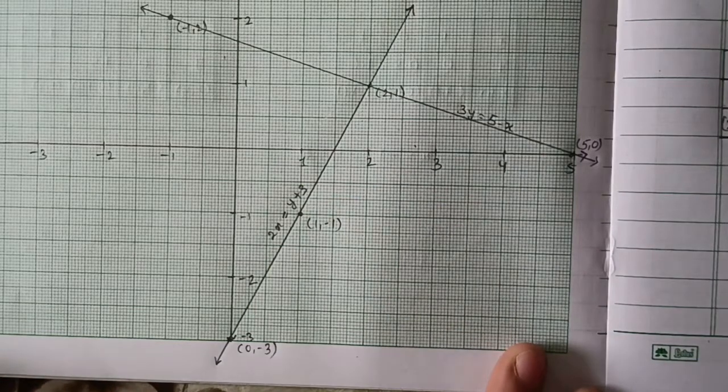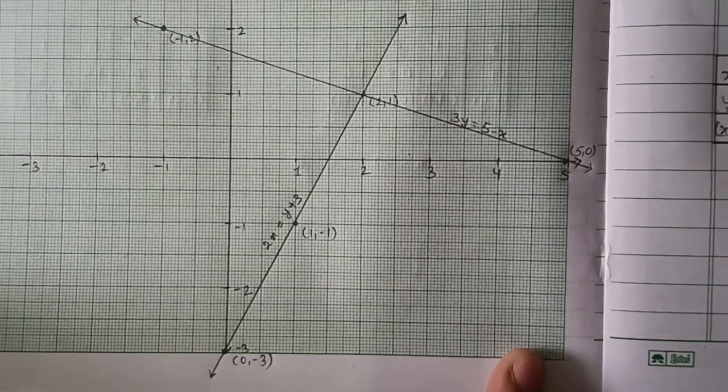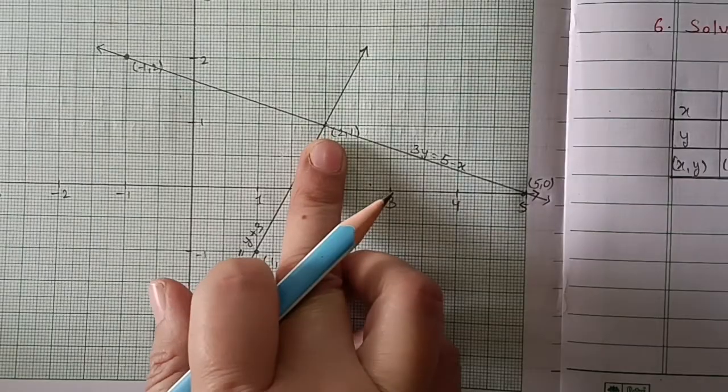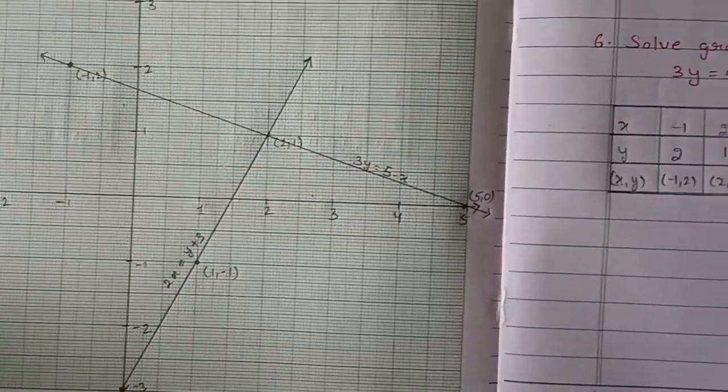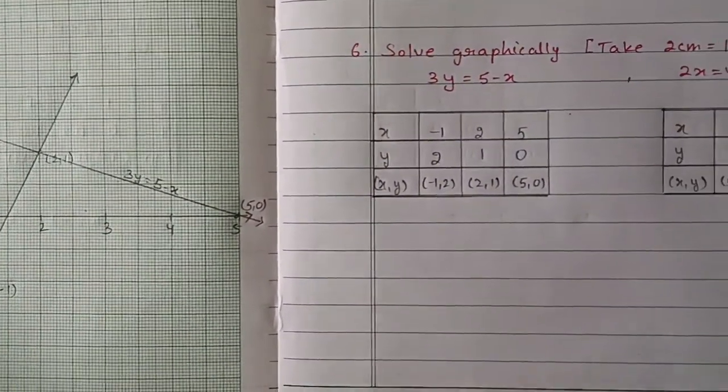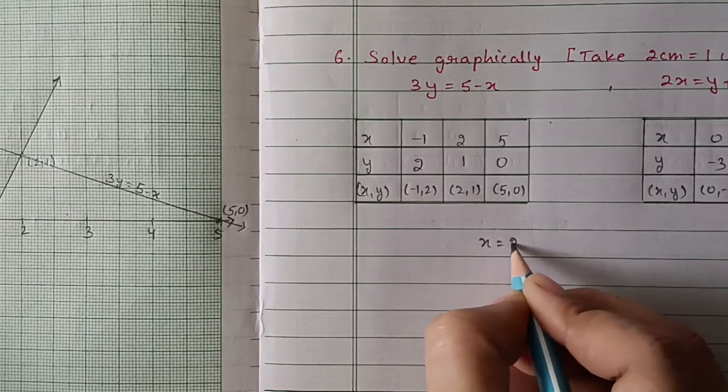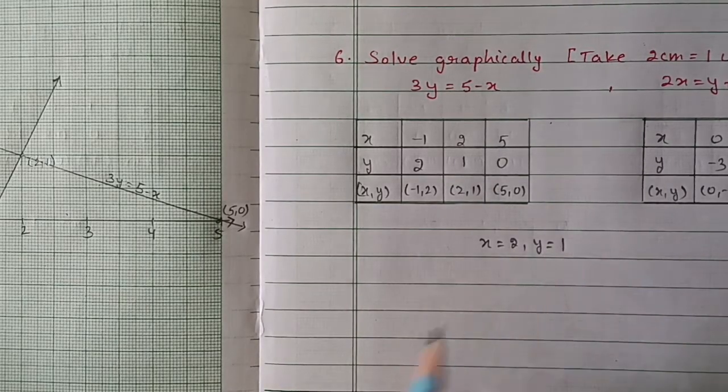So you can see both the lines are intersecting each other at 2 comma 1. So x value is 2 and y value is 1. So here we are getting solution. X is equal to 2 and y is equal to 1.